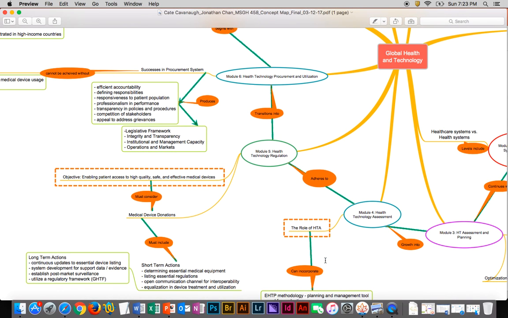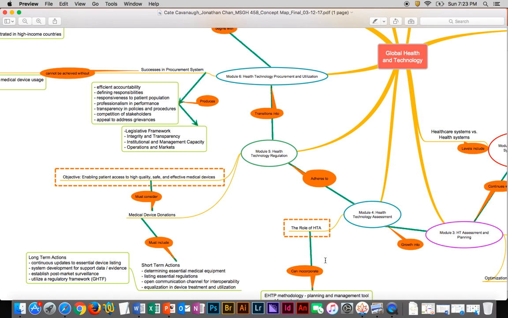This brings us to the region of the concept map that illustrates modules 5 and 6. As Sorensen discussed in one of our course readings, medical device regulation is necessary to safeguard public health and ensure that high quality and effective technologies reach the patients that need them. This process of medical technology regulation has both short and long-term actions that need to be accounted for.